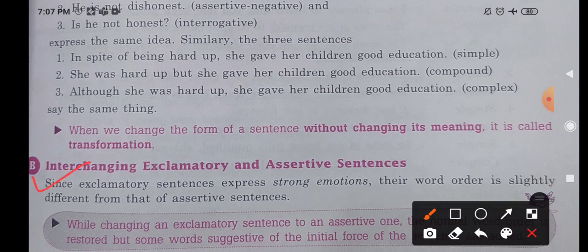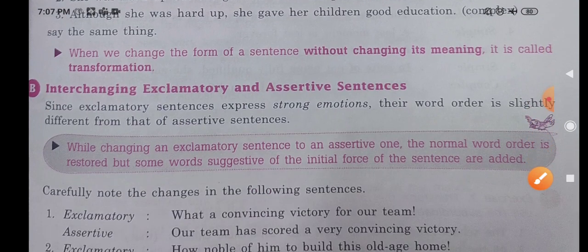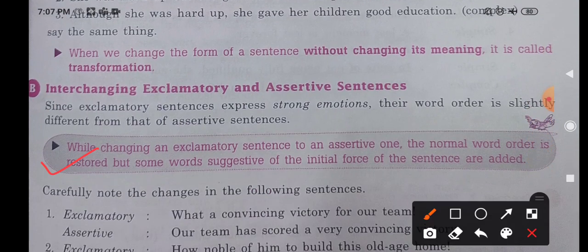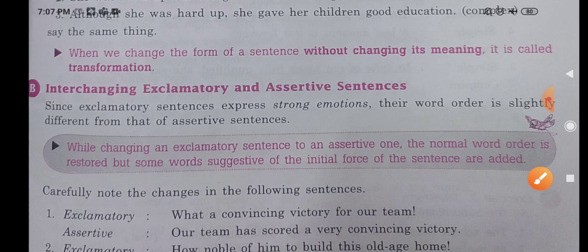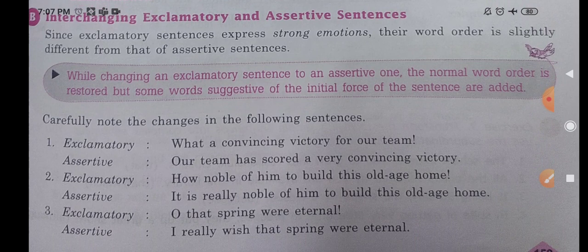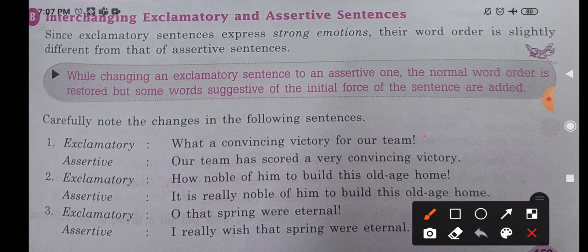Interchanging exclamatory and assertive sentence. What does the line say? While changing an exclamatory sentence to an assertive one, what are we doing? We have exclamatory and we are making them assertive. Simple statement. It could be positive, it could be a negative sentence. The normal word order is restored, but some words suggestive of the initial force of the sentence are added. Usually the order will remain the same, but something will tell you that this has now become an assertive sentence.